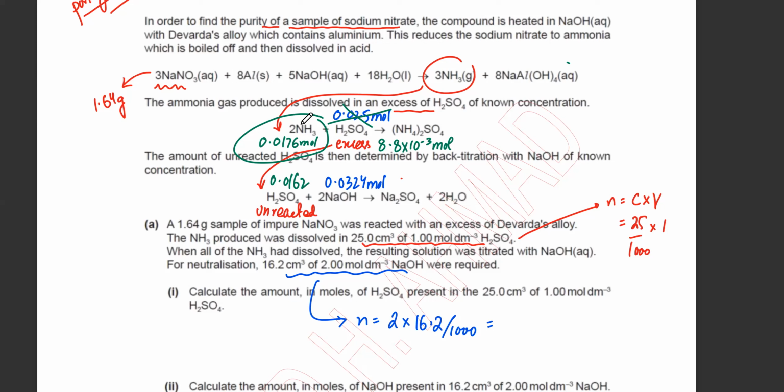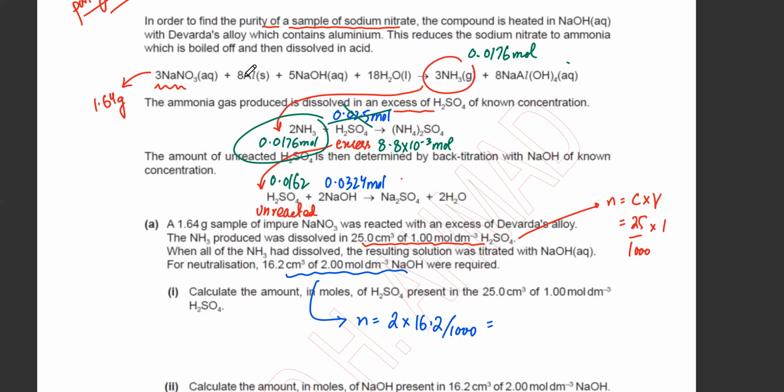Don't apply a ratio here saying this is 2 and this is 3. It's not a ratio. The coefficient over here is a ratio with the other reactants and products in the same equation, not with some other equation. So make sure you remember that. Now this NH3 was produced, all these moles came from the previous reaction. So all this 0.0176 moles were produced in that previous reaction. So it's 0.0176 moles of NH3 that were produced in the previous reaction.